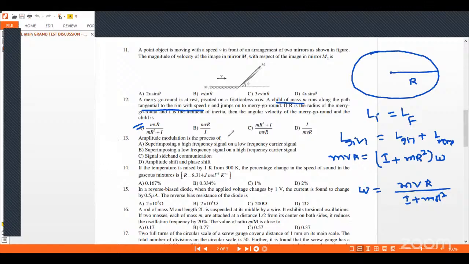Amplitude modulation is the process of... actually, this topic is deleted. This comes in the communication system. Modulation is the phenomenon of superposing a low frequency information on a high frequency signal. So superposing a low frequency signal on a high frequency signal can be called modulation.